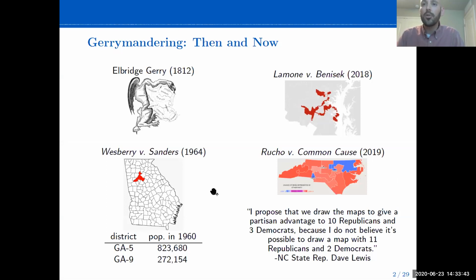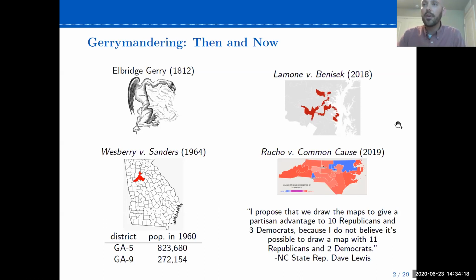A notable case is Wesberry v. Sanders back in the 60s, where different congressional districts had very different populations. You'll see that this 5th congressional district had a population about 3 times that of another one of the districts. In this case, the map was overturned as being unconstitutional, basically because the populations were so unequal, and the voters in that 5th congressional district had their votes really just diluted.